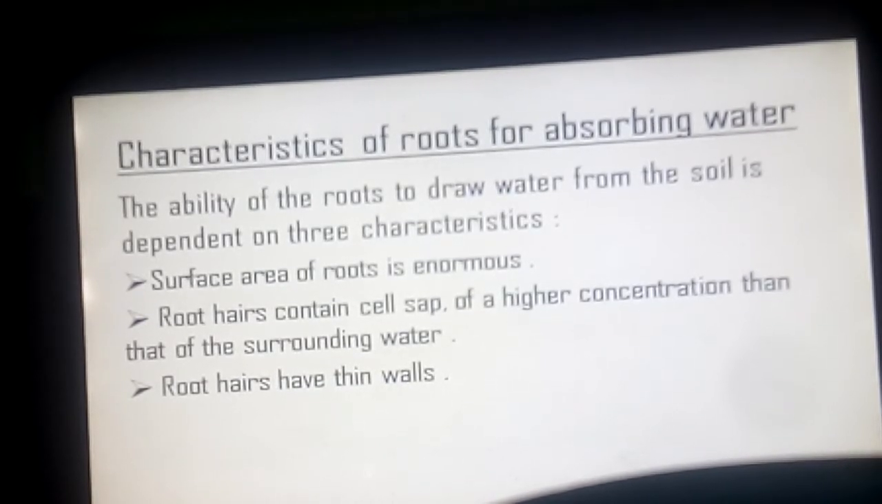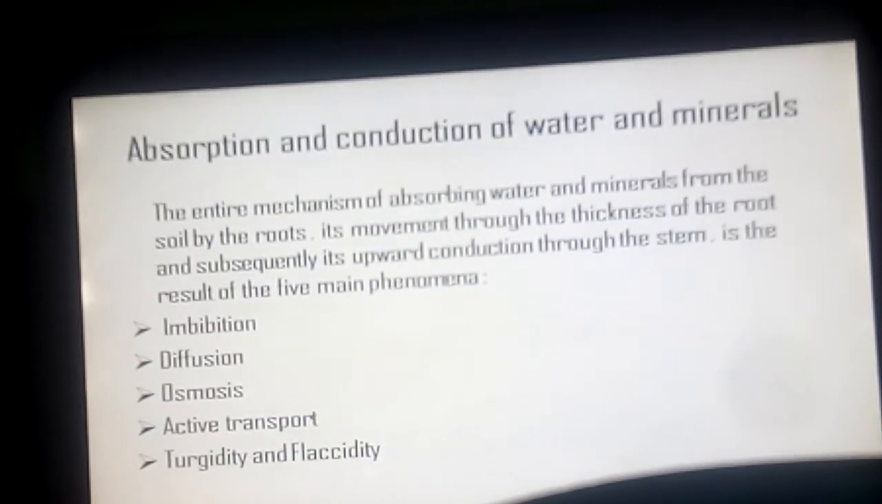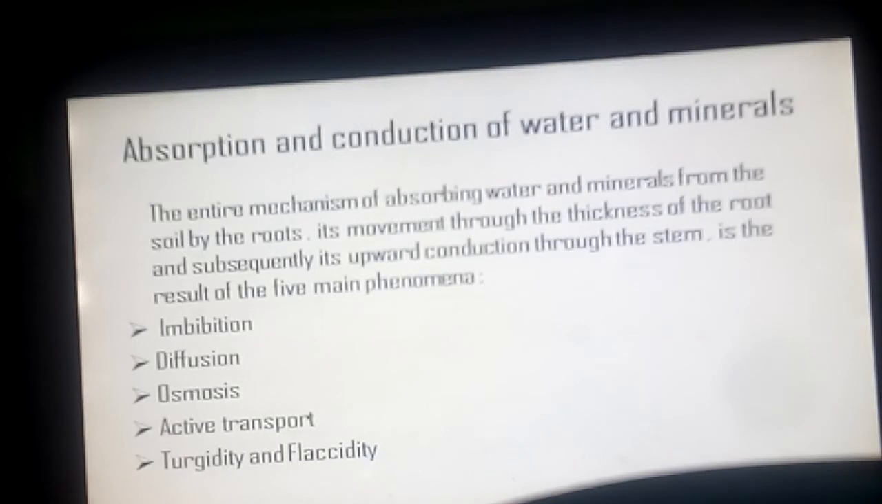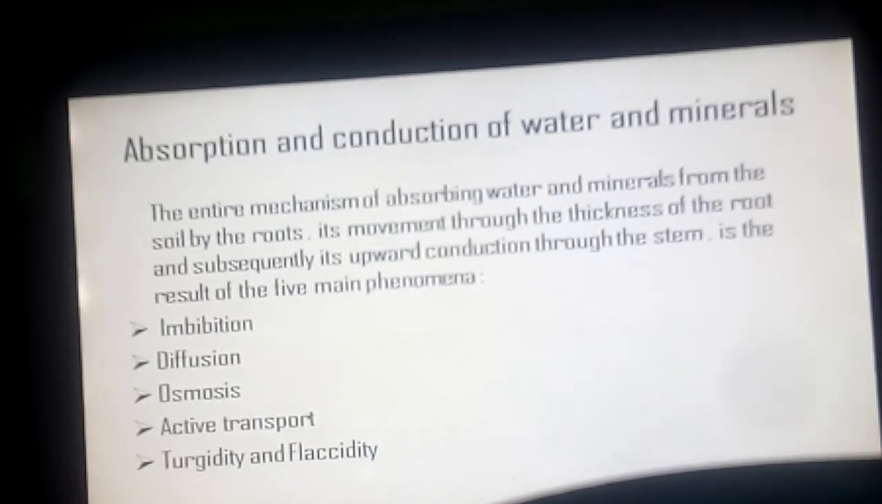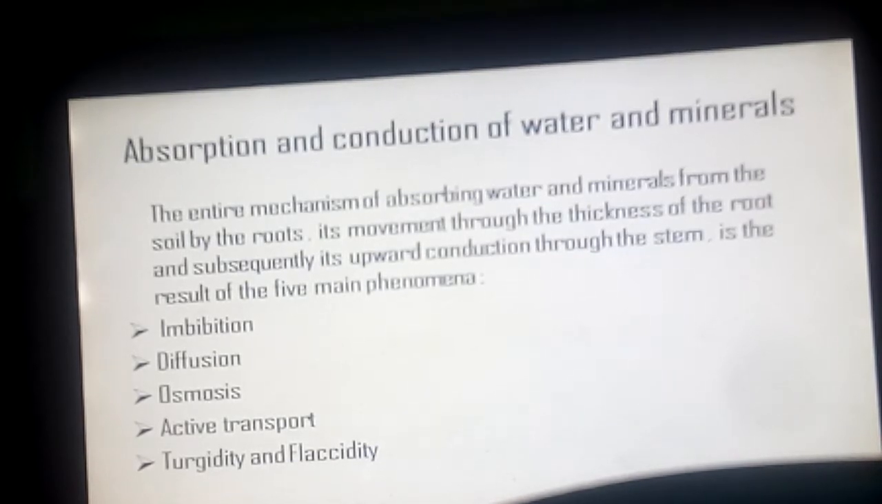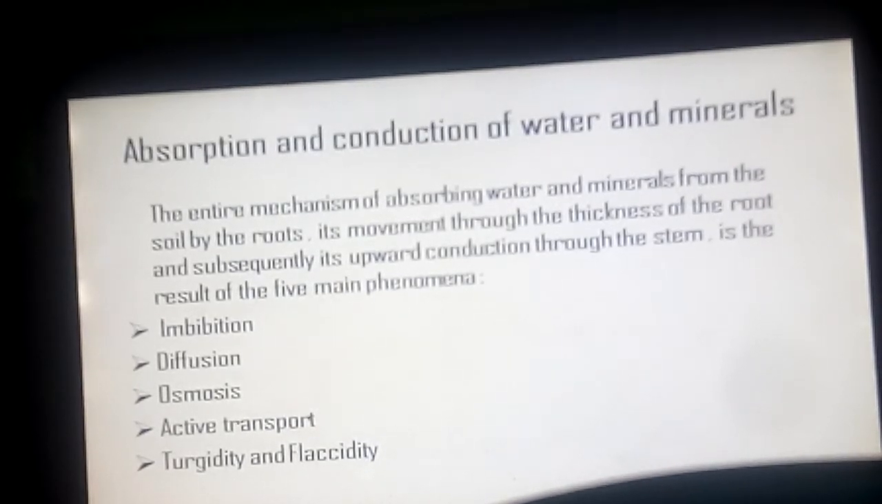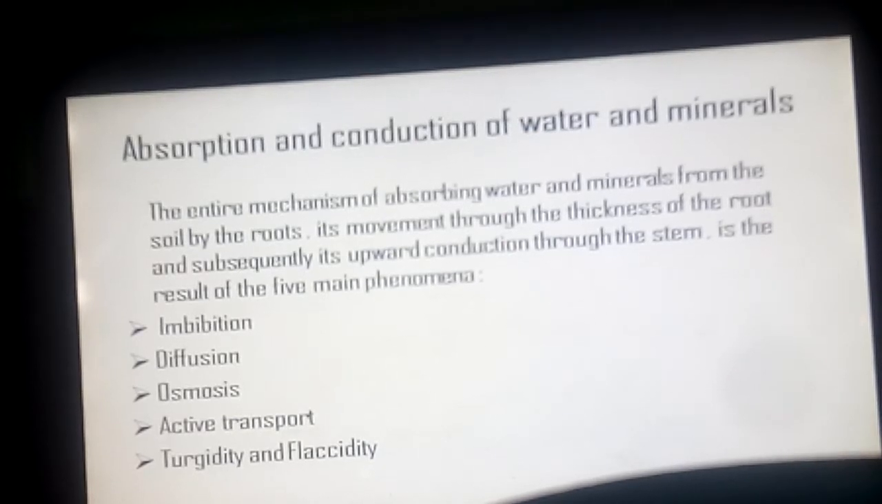Now, absorption and conduction of water and minerals. The entire mechanism of absorbing water and minerals from the soil by the roots, its movement through the thickness of the root, and subsequently its upward conduction through the stem is the result of five main phenomena: imbibition, diffusion, osmosis, active transport, and turgidity and flaccidity. So in this video I will explain only the first three points, that is imbibition, diffusion and osmosis, and the last two points we will discuss in the next video, that is part 2.